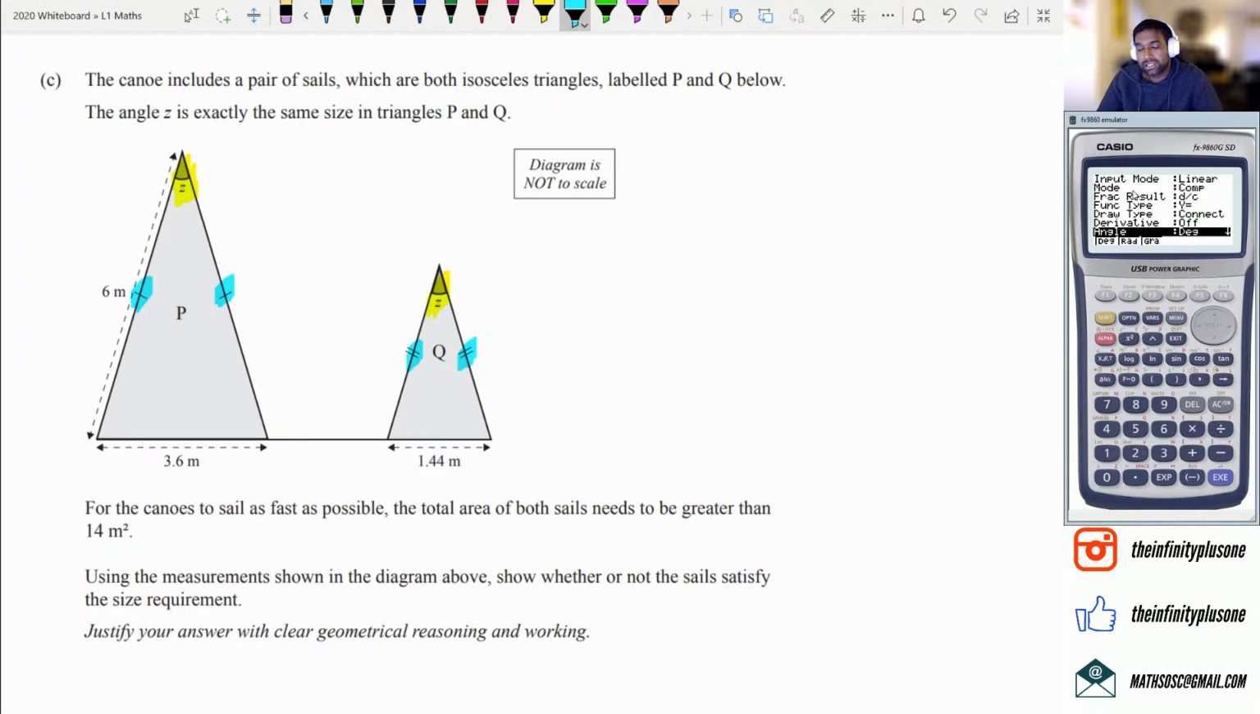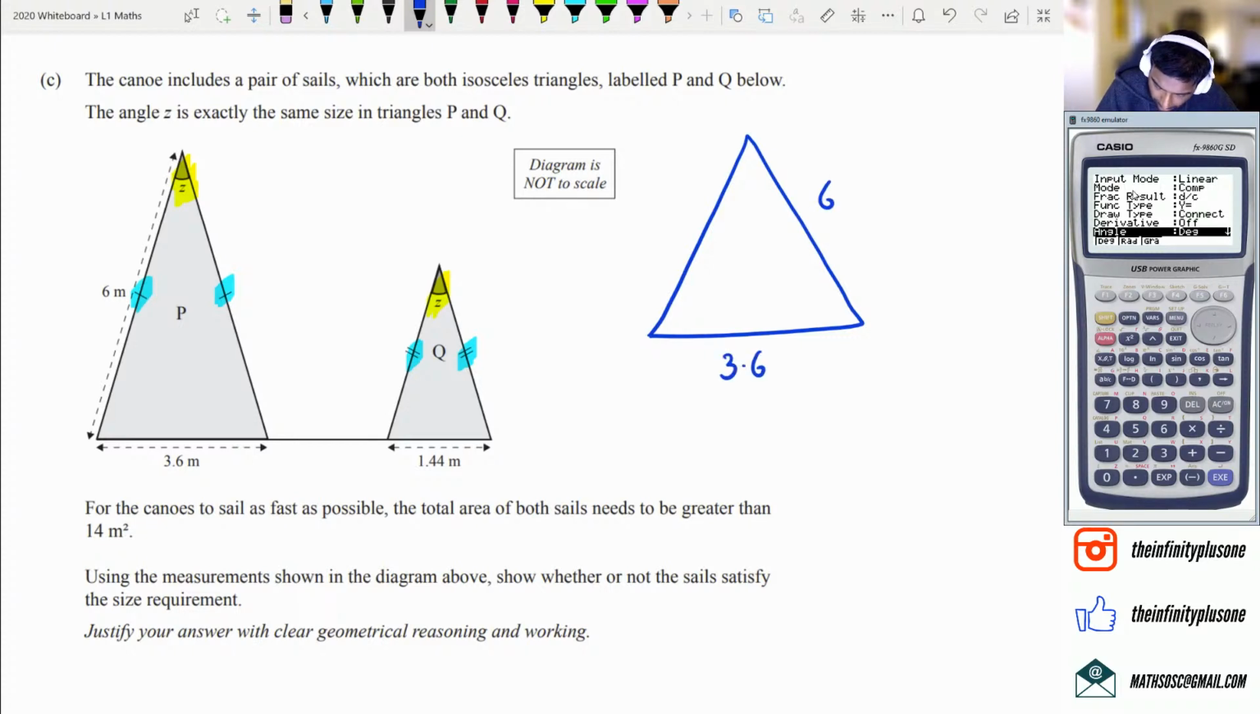The other way to do it is to find the ratio of how big triangle P is compared to triangle Q, and then we can do something with the area as well. The first method that I'm going to do is work out the area of P, and then I'm going to show you how that ratio thing works. So to work out triangle P's height, we've got 6 there and we've got 3.6.